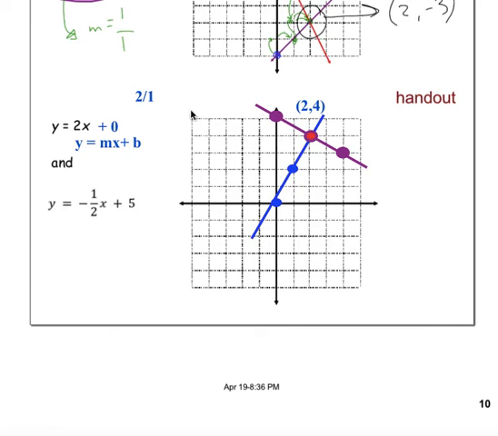Again, plot your first line, then plot your second line, and then look to see where they intersect, circle it, and figure out what that point is. You have some practice sheets. I want you to go give it a shot.